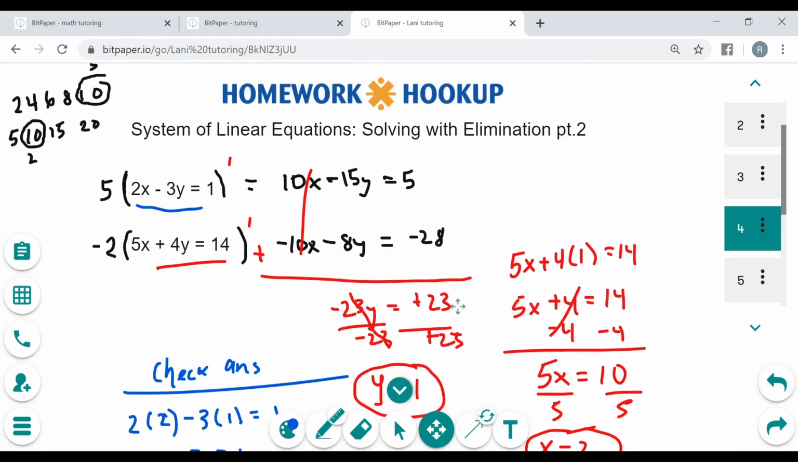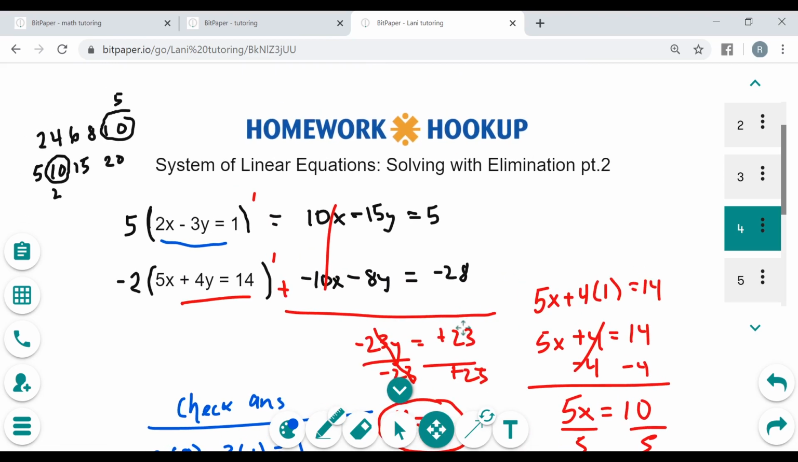but that's essentially it. This is a pretty, not too bad of a problem, but here's another example of solving a system of linear equations with elimination.